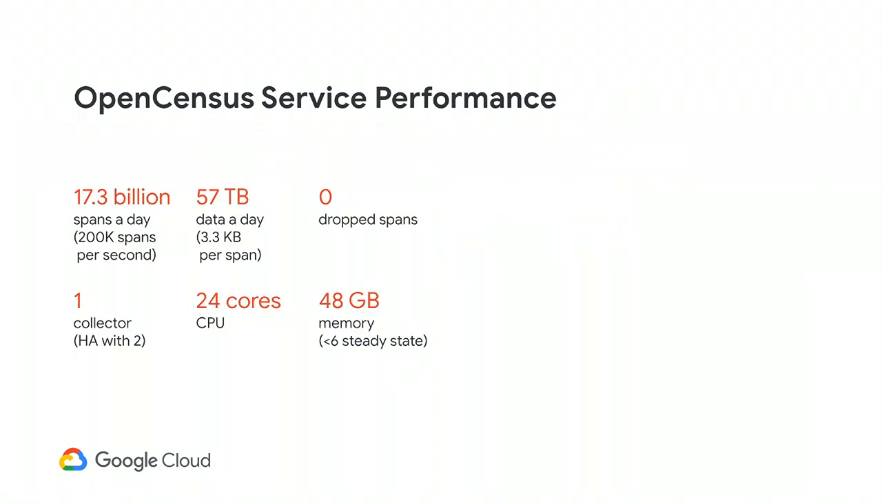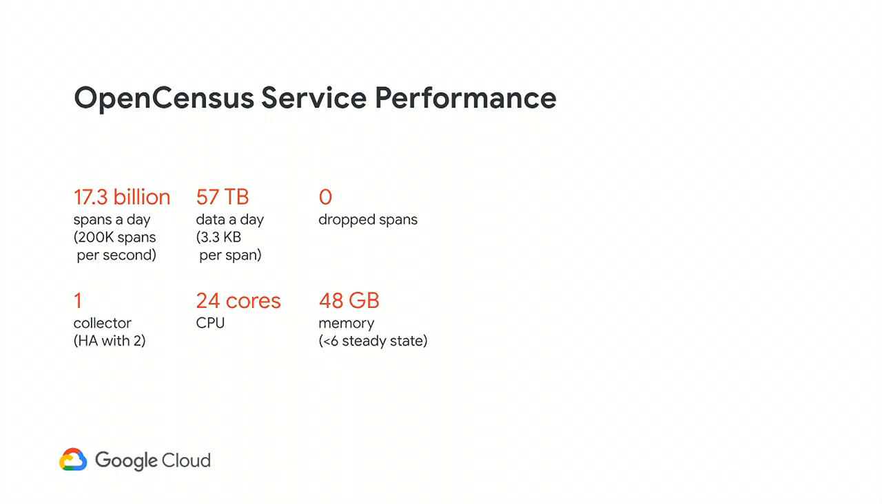Now, one thing you might be thinking about is, OK, let's say I'm using the collector. What about scale? Does this thing actually scale? The answer is yes. We actually have performance numbers on the OpenCensus service GitHub page that you can take a look at. But as an example, we have been testing it at significant scale. For example, 17.3 billion spans a day, which is equivalent to about 200,000 spans a second.